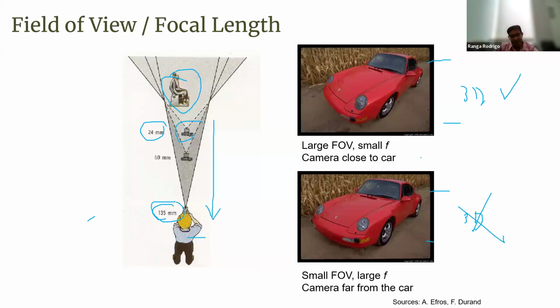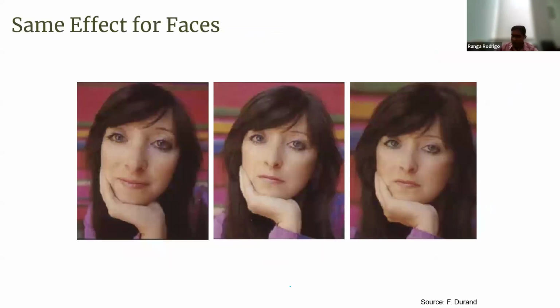So this is a large field of view, small f, camera close to the car; small field of view, large f, camera far from the car. When you make portrait photographs, this is a very important concern. In this case, the 3D-ness is too high. The person will be very unhappy, saying you made a photograph of me and my nose looks too large because the 3D nature is too high. Here the 3D nature is very low. The girl will say, you have made a photograph of me and my face looks like a flat cardboard. This is the right amount.